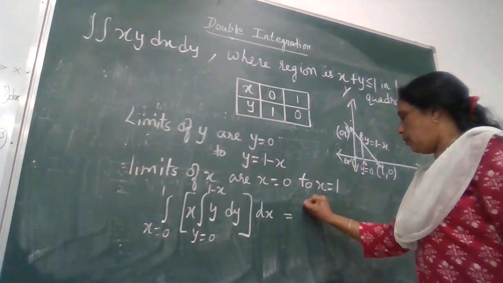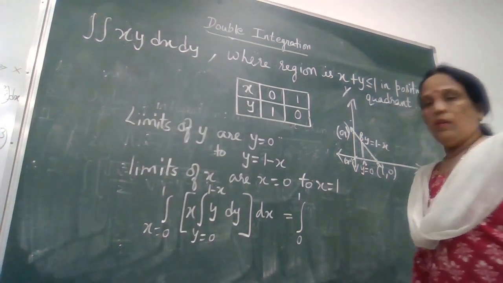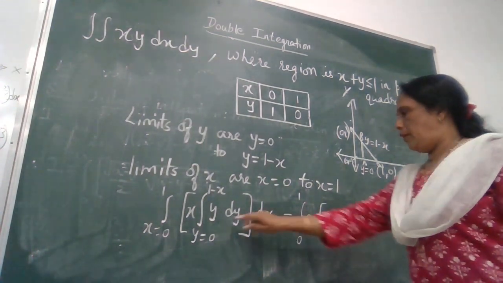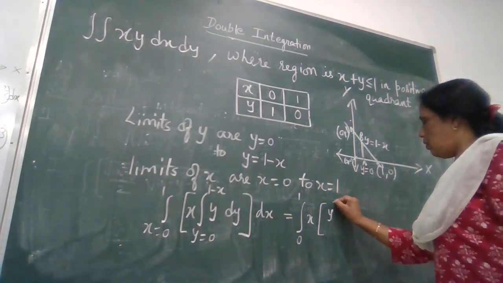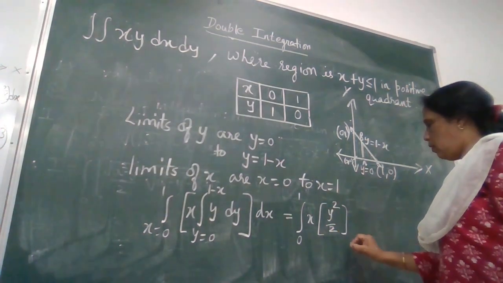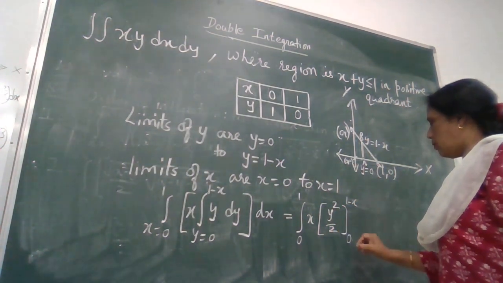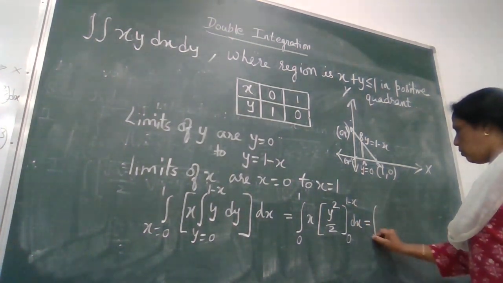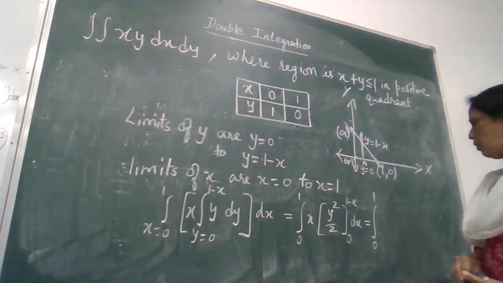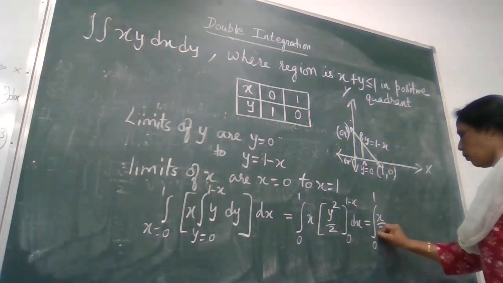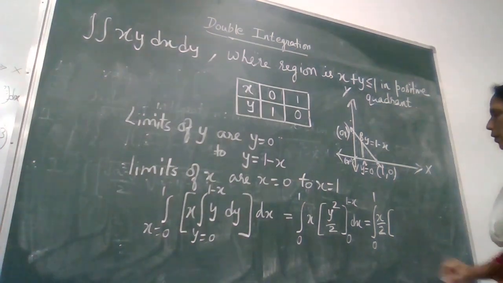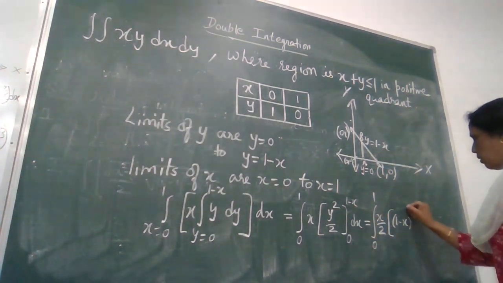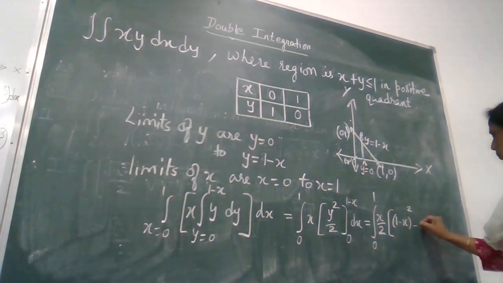So what we get here is, the second integral will be as it is: x and the integration of y, which is y square by 2. Limits are 0 to 1 minus x, and afterwards the integration will be with respect to x. So simplifying, we get x upon 2, which is a constant we are keeping outside. y is replaced by 1 minus x, upper limit minus the lower limit.